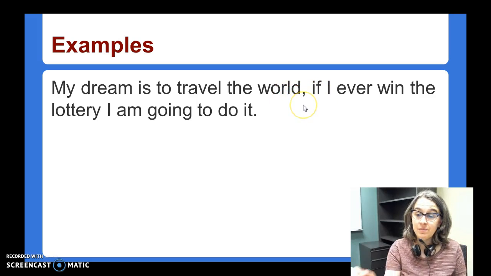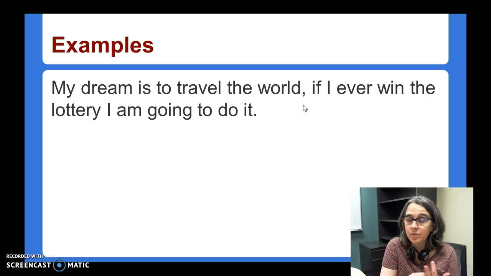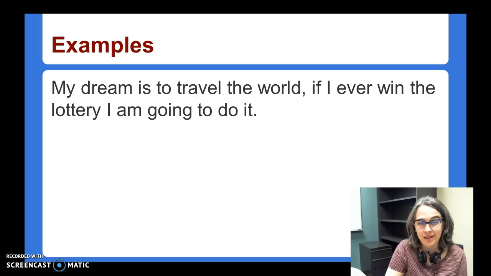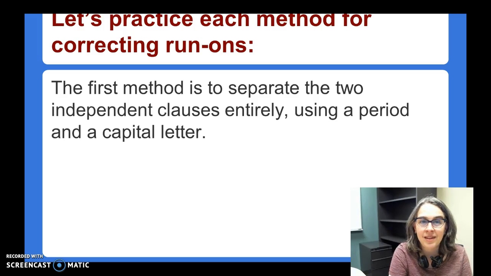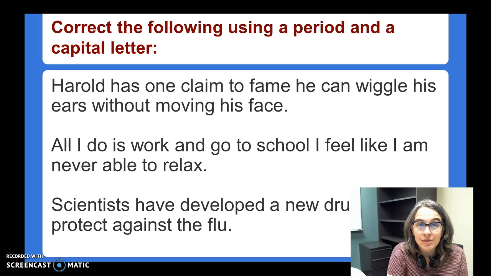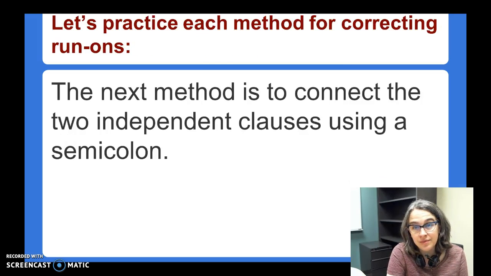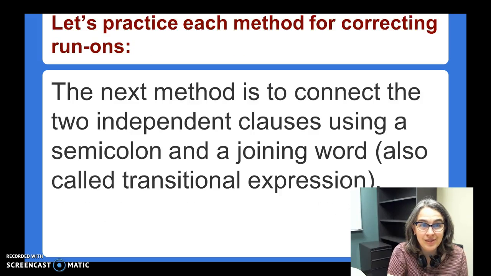You could fix this by replacing the comma with a period, replacing the comma with a semicolon, or adding a conjunction after the comma. My dream is to travel the world, comma, and if I ever win the lottery, I am going to do it. So three different ways again. There are some things where we can practice. I'm just going to scroll through these so that you know they're here, and they give you different ways that you can try to fix those sentences.